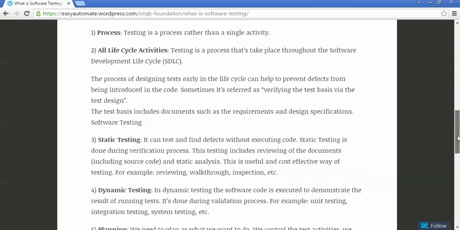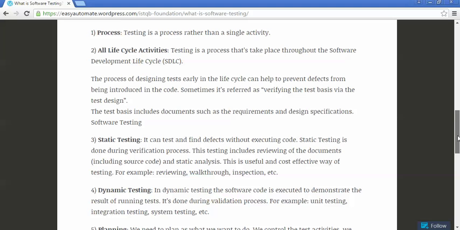Okay. Now they also talk about static testing, and in that they say it can test and find defects without executing code, and static testing is done during the verification process. So even without executing code, you can test it out and find the defects. This testing includes reviewing of the documents and static analysis. This is a useful and cost-effective way of testing, for example, reviews, walkthroughs, and inspections.